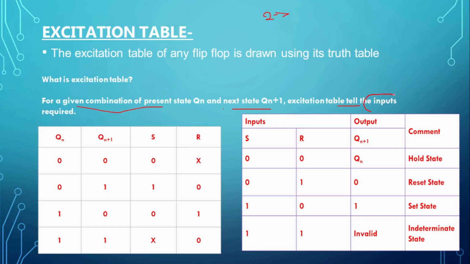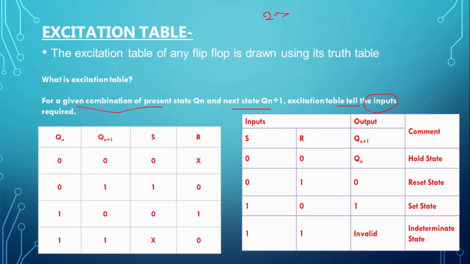we will find out the requirement of the input. So this is the use of the excitation table. The procedure followed in the truth table, you need to apply in the opposite way.